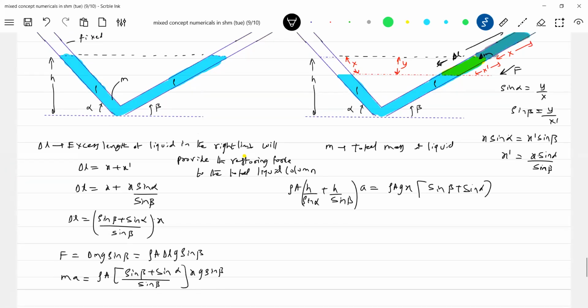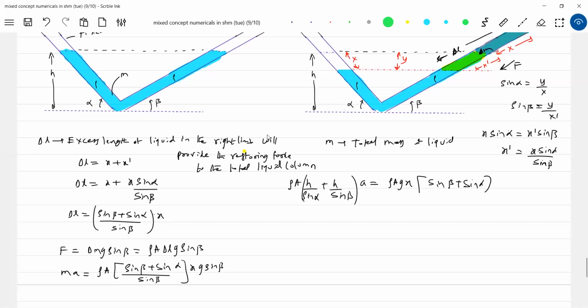Anybody, can you tell what is the length of this part? H by sine alpha. What is the length of this part? H by sine beta. Rho A into the length of the liquid column. The total length of the liquid column will be h by sine alpha plus h by sine beta. That's why I'm writing M here. Total mass of liquid will remain the same.